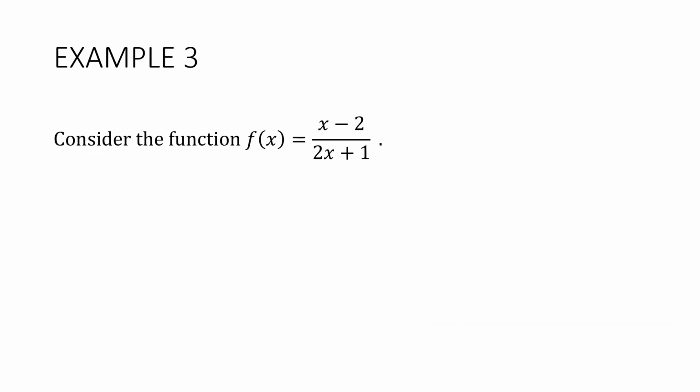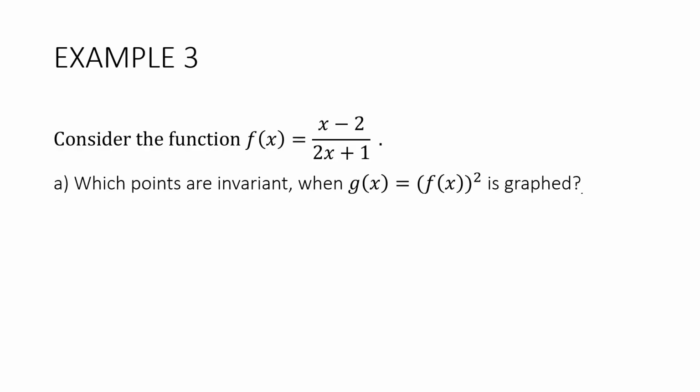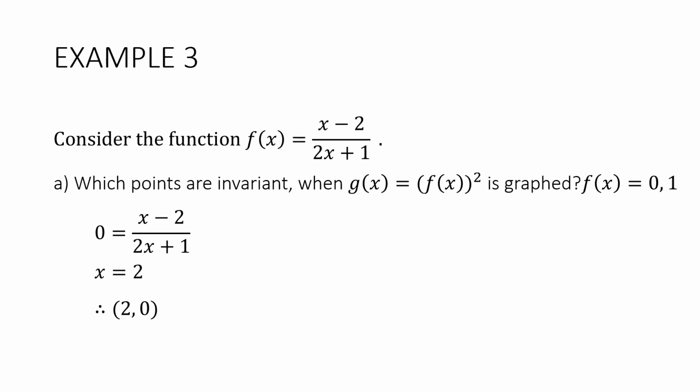And example 3, consider the function f of x is equal to x minus 2 all over 2x plus 1. Which points are invariant when g of x equals f of x all squared is graphed? So of course we want f of x to equal 0 or 1, and we're just going to solve those two equations. So firstly, when I put 0 in for f of x, x will equal 2. So the point (2, 0) is invariant.